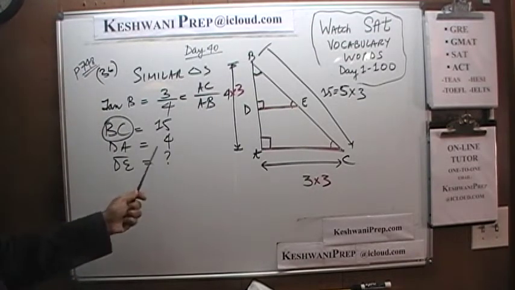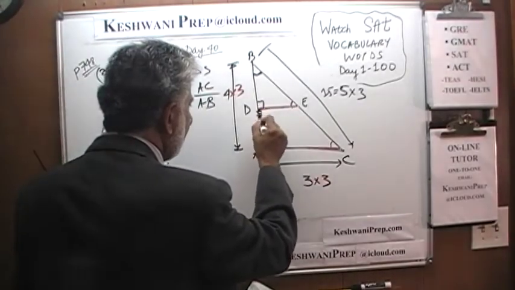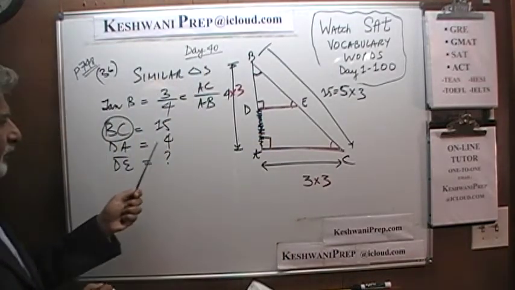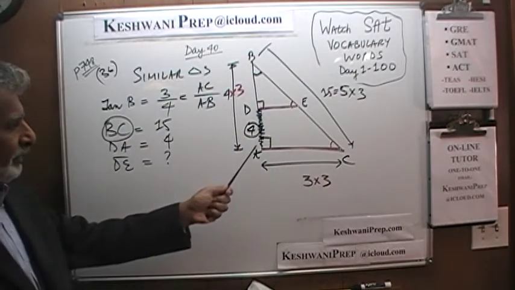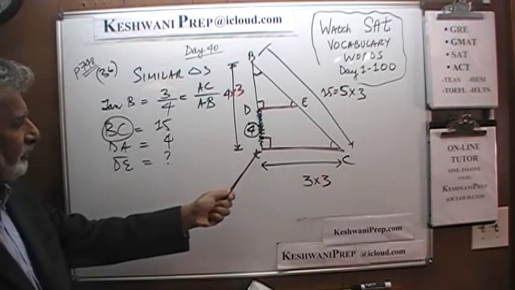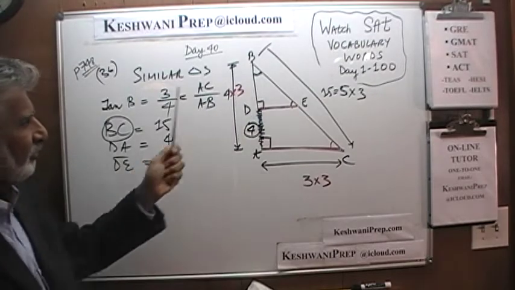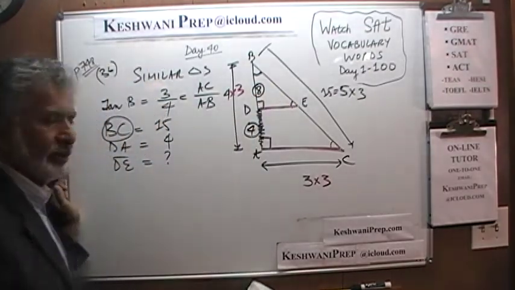Then we are told that D to A, this part right here, is 4. Okay, stay with me in this story. If A to D is 4, and we just established that A to B is 12, that means that D to B must be 8. It's getting pretty crowded, I understand that. It's 8.